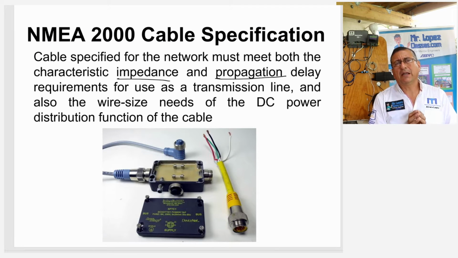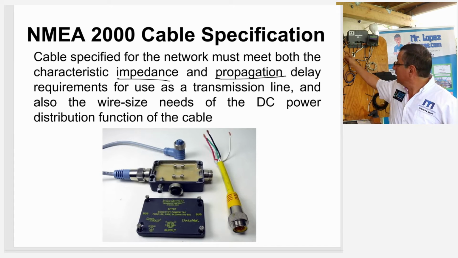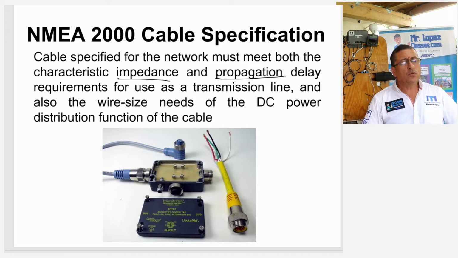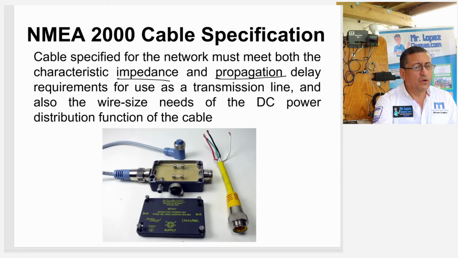The most important part is to be clear about the quality of the NMEA cables, the quality of those wires. Those cables are specified for the network, and they meet requirements related to impedance and propagation. This is very important: the impedance, the resistance, and the delay of propagation. And those cables normally work with DC power. We are going to follow those standards.